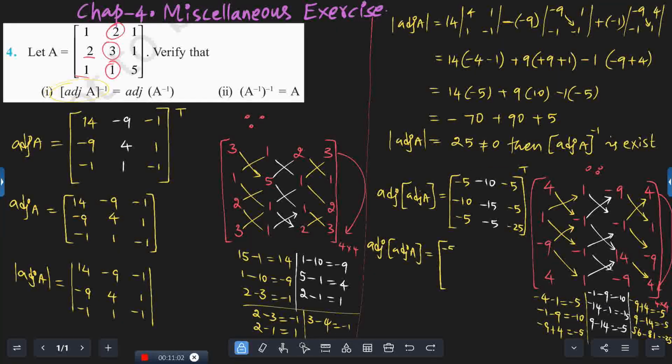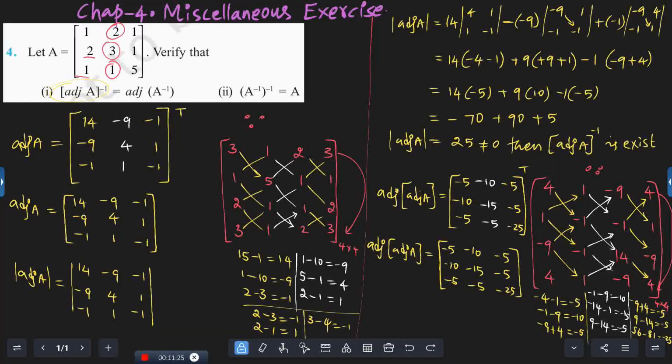That means minus 5, minus 10, minus 5 again. Then row 2 I am writing as column 2, that means minus 10, minus 15, minus 5, and this one I am writing as column 3. So minus 5, minus 5, minus 25. That's it, I have done. Now we have to find adjoint A whole inverse.